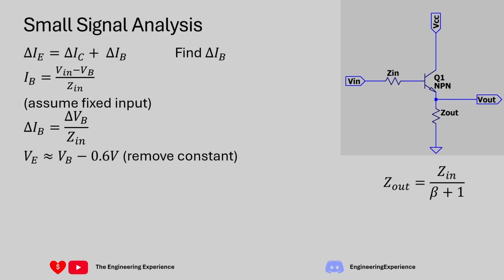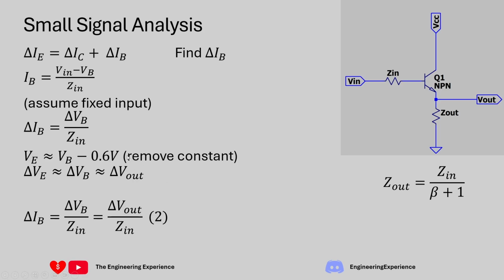Now VE is equal to VB minus 0.6. And if we look at the deltas again, the 0.6 doesn't change. So we can basically remove that from the equation. So we get delta VE is equal to delta VB, which we are also denoting as V out. So VE and V out is the same terminology, as that's the voltage on the emitter of the BJT. So we get delta VB is approximately equal to delta V out. Let's just call it equal to, as this 0.6 volts is a constant.